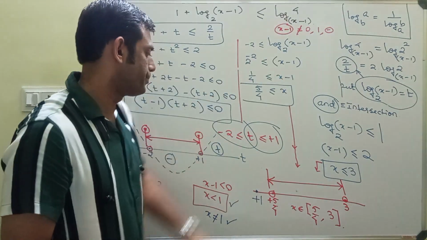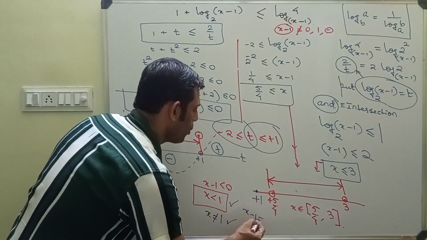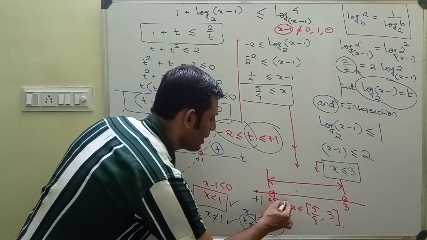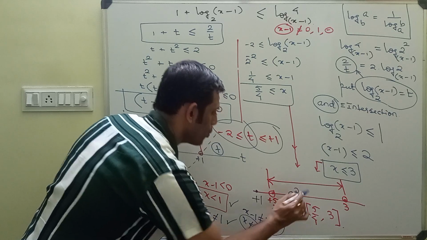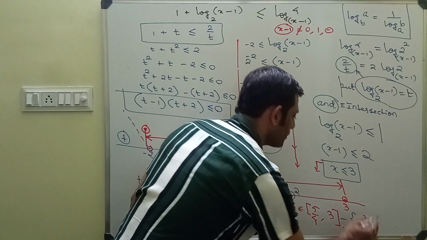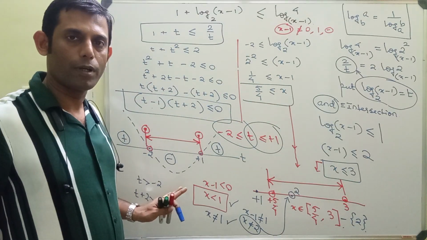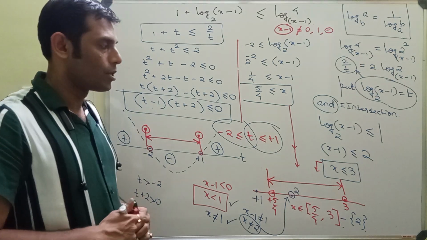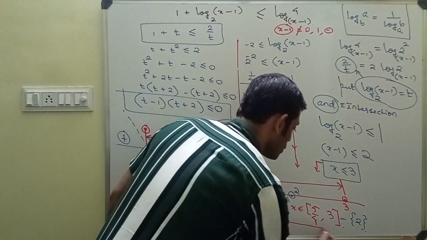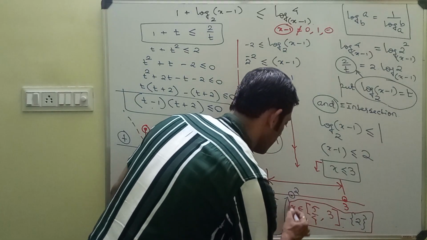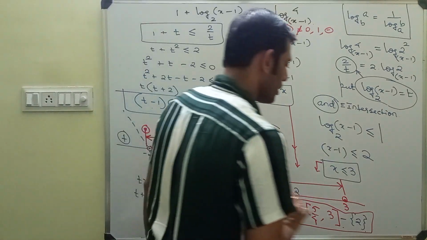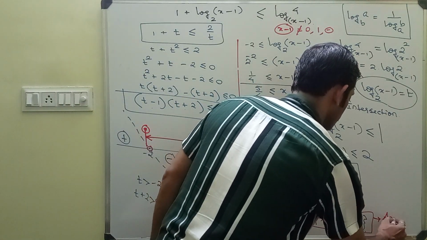x minus 1 cannot be 1. That means x cannot be 2. Now here is the problem. I have a 2 somewhere here. That means this 2 as a number has to be eliminated completely. Hence, the solution set finally can be said to be this. This is the answer to this question. Final answer.